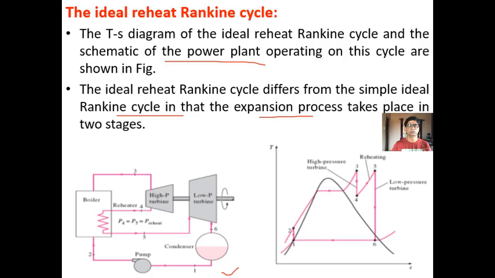Now just to recall the TS diagram of the Rankine cycle, you know that 1 is the entry point to the pump, and 1 to 2 is the pump work, 2 to 3 is the heat addition in the boiler. Now usually from 3 the expansion takes place in a single turbine, but in the case of the ideal reheat Rankine cycle you can see 3 to 4 is the expansion in the HP turbine. HP means high pressure turbine.